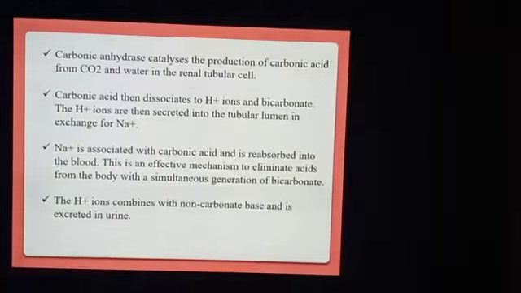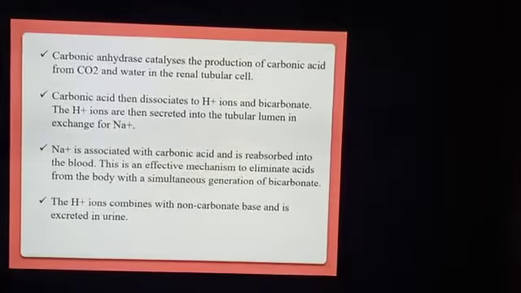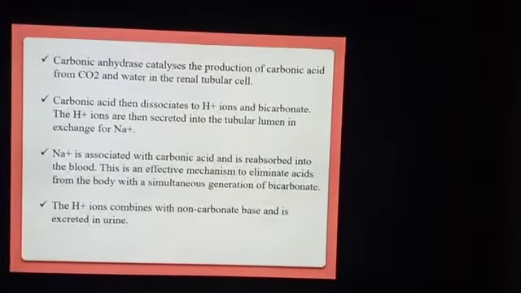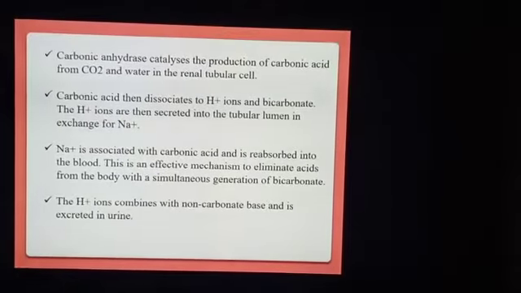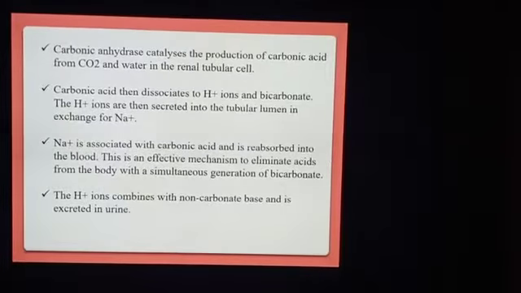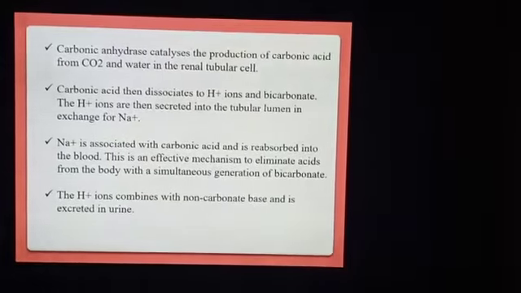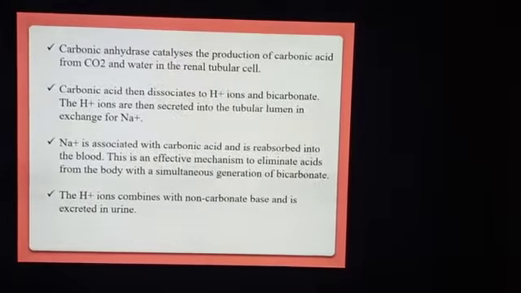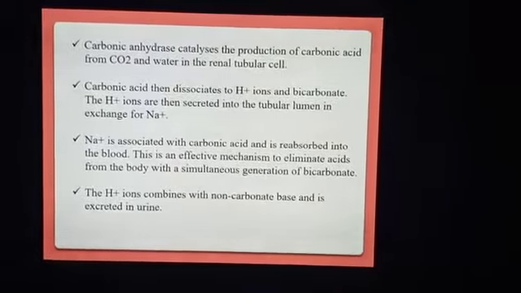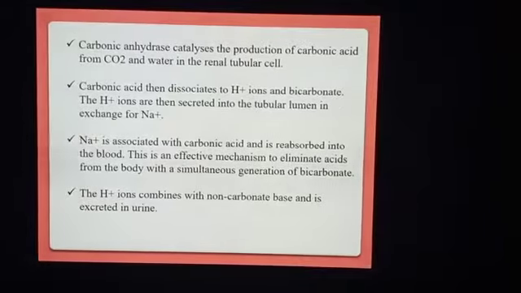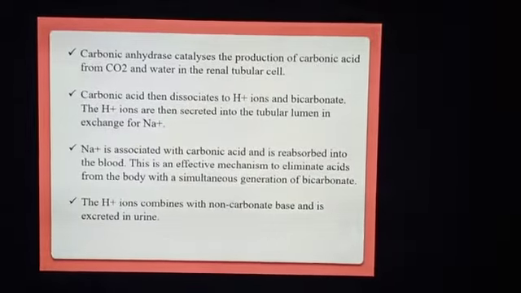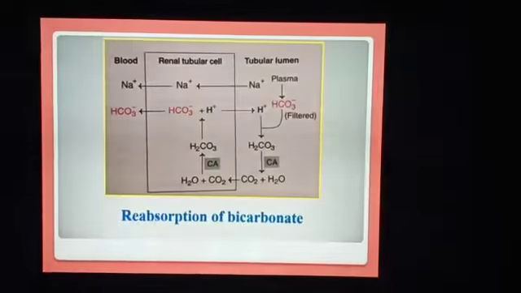The carbonic acid then dissociates to H plus ions and bicarbonate, and the H plus ions are then secreted into the tubular lumen in exchange for sodium, and this sodium is associated with bicarbonate and is reabsorbed into the blood, which is an effective mechanism to eliminate acid from the body with the simultaneous generation of bicarbonate. The H plus ions combine with non-carbonate base and are excreted in the urine.